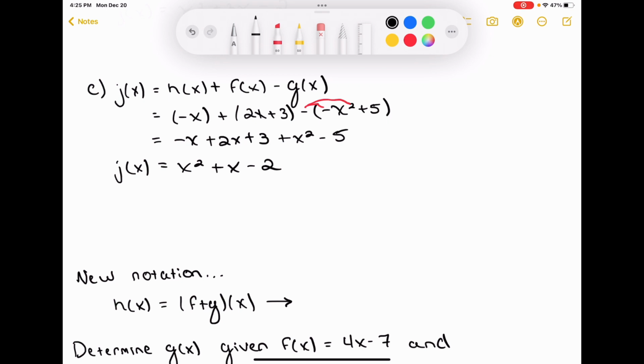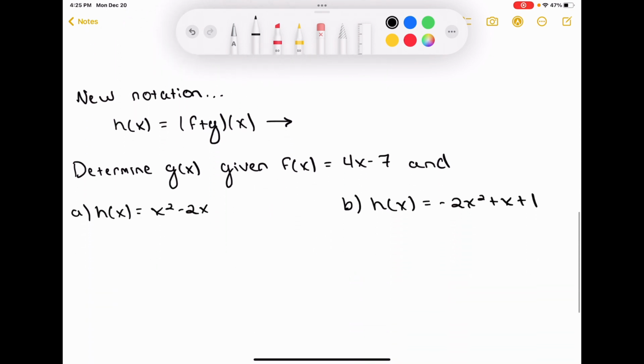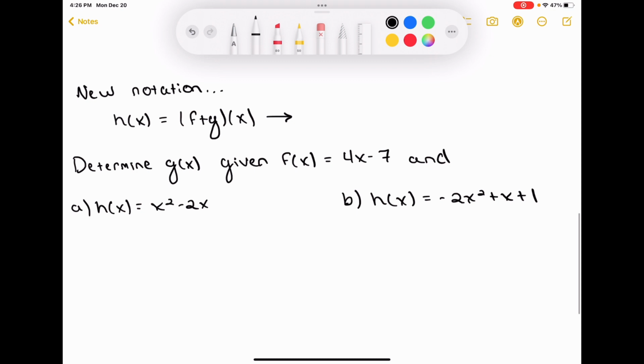Instead, let's say I want to represent plusing and minus using a composite bracket like this. So I can say some function is equal to (f plus g) with x, which means that we have two functions in terms of x where they're being added together. So I can actually restate this as h of x is equal to f of x plus g of x.